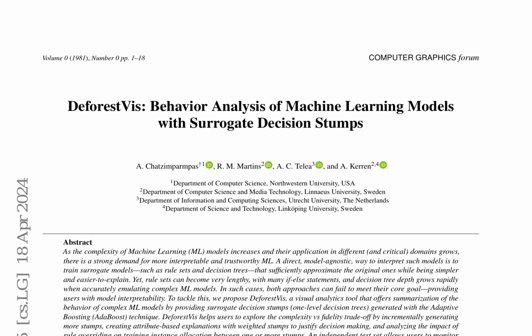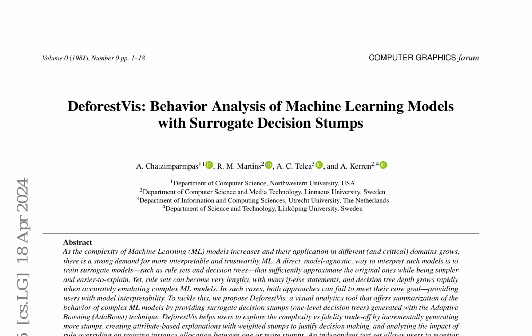DeforestVis is a visual analytics system designed to analyze and interpret machine learning models, with a focus on surrogate decision stumps. By breaking down complex models into simpler components, DeforestVis provides users with an interactive and intuitive way to understand model behavior. The system operates on the principle that decision trees, fundamental components in many machine learning algorithms, can be simplified and visualized as surrogate decision stumps. These stumps retain essential information about the decision-making process while omitting less relevant details.